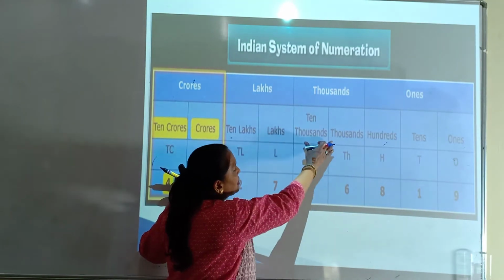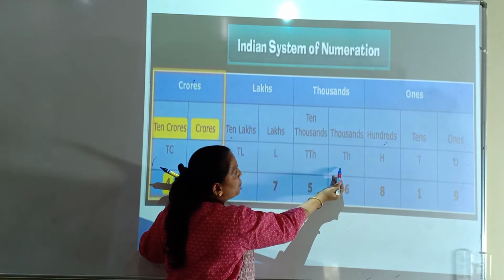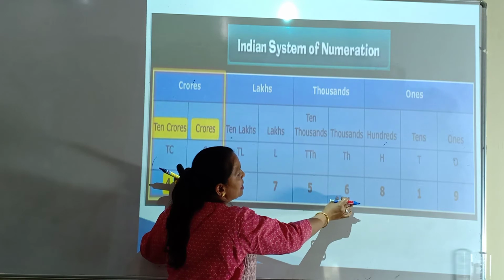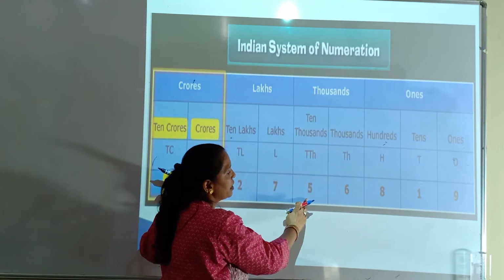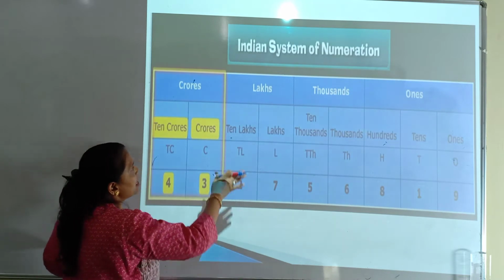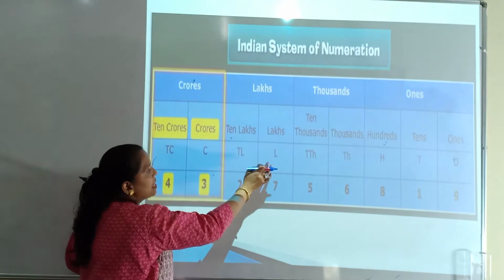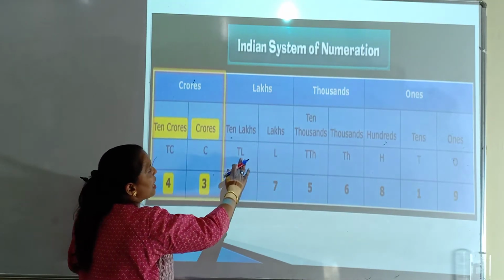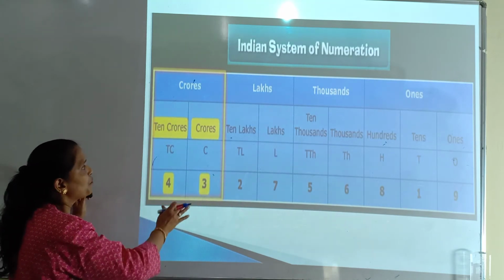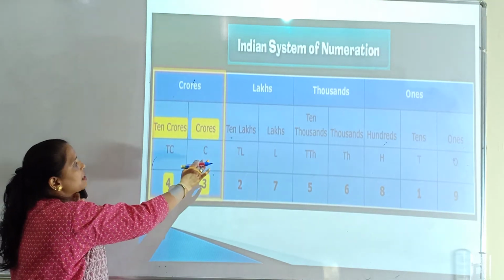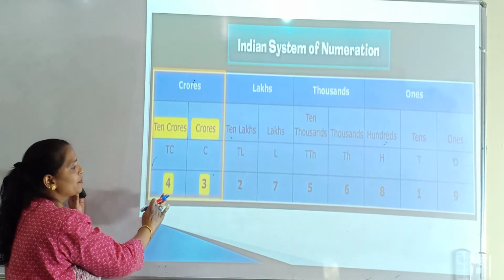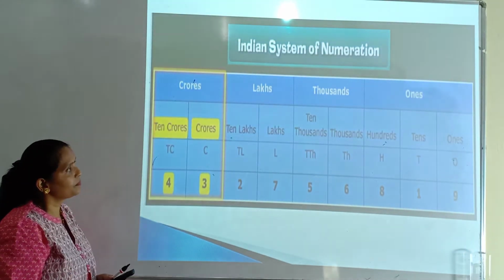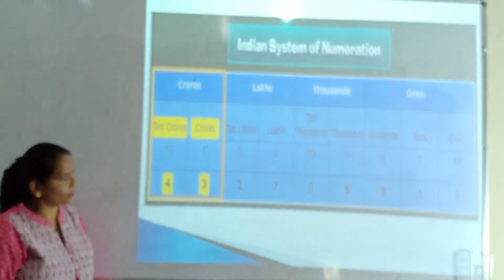Now the second period consists of 2 places: the 1000 place and the 10,000 place. So it consists of 6 and 5. On the 1000 place, the digit is 6 and on the 10,000 place, the digit is 5. After that, the lakh period consists of 2 places, lakh and 10 lakh. In the lakh place we have 7 and in the 10 lakh place we have 2. After that, the fourth period has crore and 10 crore. In the crore place we have 3 and in the 10 crore place we have 4. According to this, we can write the place value of each digit using the Indian system of numeration.